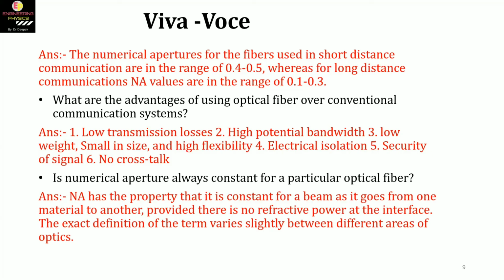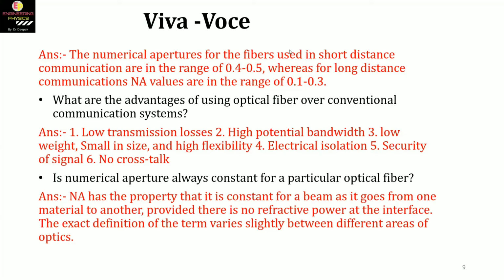Is numerical aperture always constant for a particular optical fiber? Numerical aperture has the property that it is constant for a beam as it goes from one material to another, provided there is no refractive power at the interface. The exact definition of the term varies slightly between the different areas of optics. These are the viva questions.